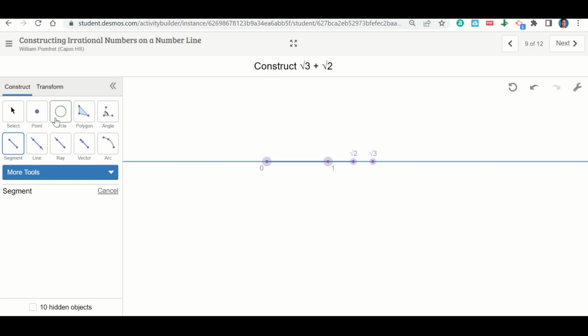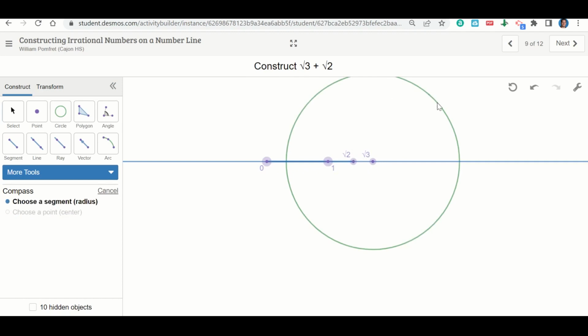So I'm going to use the compass tool. So more tools, compass. I want this distance here. So that gives me square root of 2. And I want to add that to square root of 3. So now on this side here, I would have square root of 3 plus this distance here, because this is the radius, which is square root of 2. So this distance here will be square root of 2. So this is square root of 3 plus square root of 2.